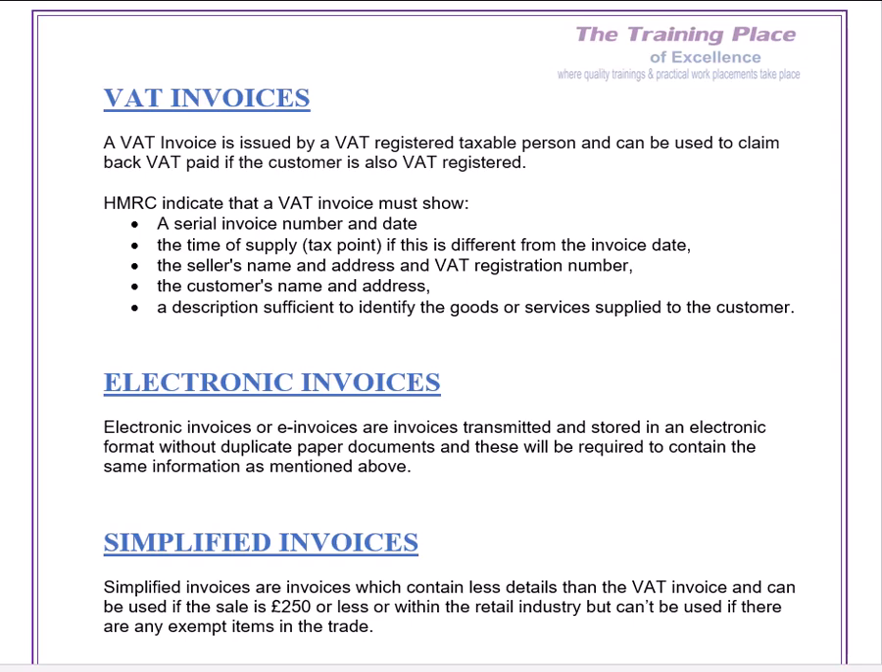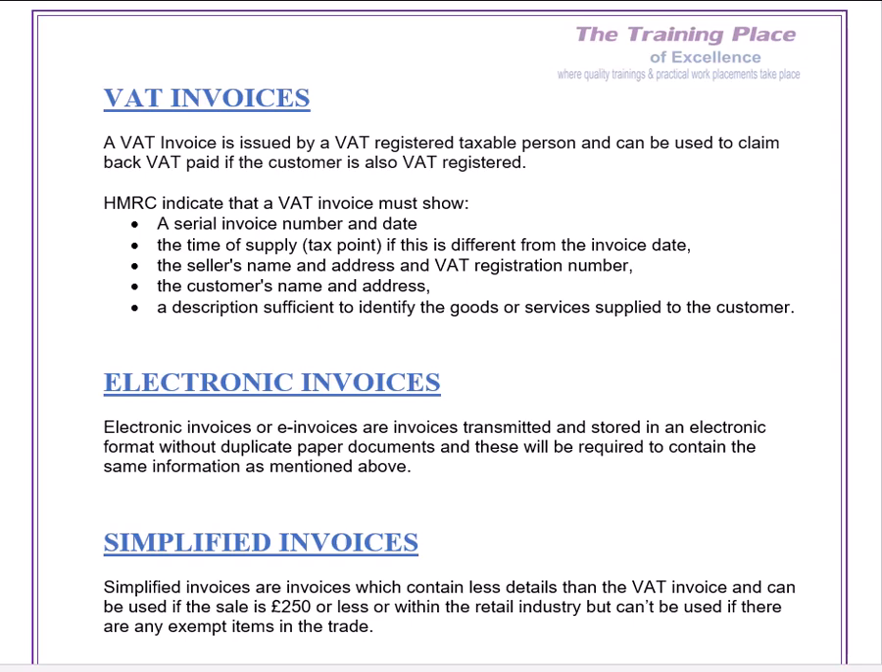But the simplified invoice requires fewer details, and it can be used if the sale is £250 or less, or within the retail industry, but can't be used if there are any exempt items in the trade. So if you have standard rated items and exempt items in that same trade, and it is less than £250, you will not be able to issue a simplified invoice. So you have the limit that you need to check against, and then are there any exempt items or not?